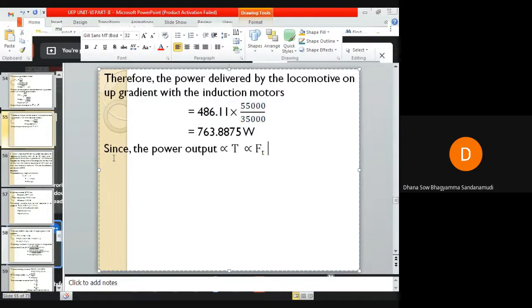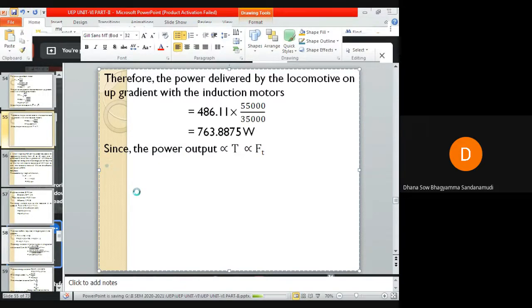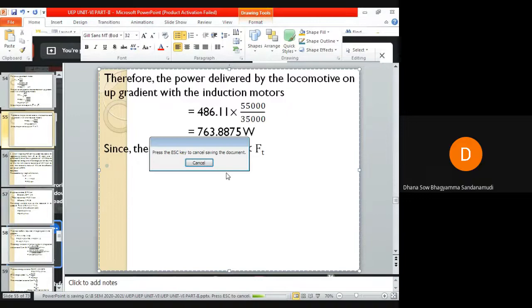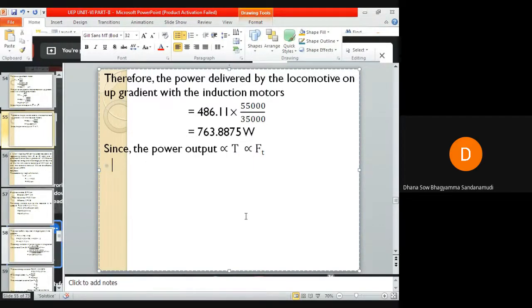Power delivered by the locomotive on an up gradient with the induction motor is 763.8875 kilowatts, and with the DC series motor is 609.37 kilowatt. So this is what is asked in the problem. They have asked you to determine the power delivered by the locomotive when it is run by an induction motor and when it is run by a DC series motor.